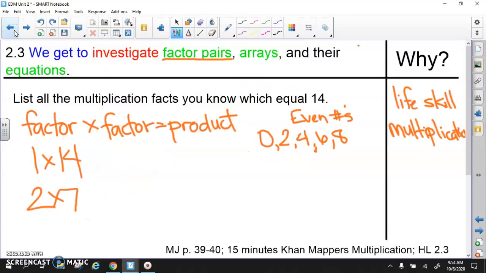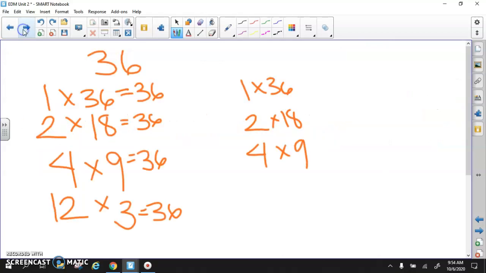So today you're going to be working on 39 and 40. Do about 15 minutes. I have some people I'll talk to that I'm going to shorten their assignment because they showed they know factor pairs on the pre-assessment. And then your home link is 2.3. Is everybody okay with this idea of equations and factor pairs? You have 2 columns on your page 40.